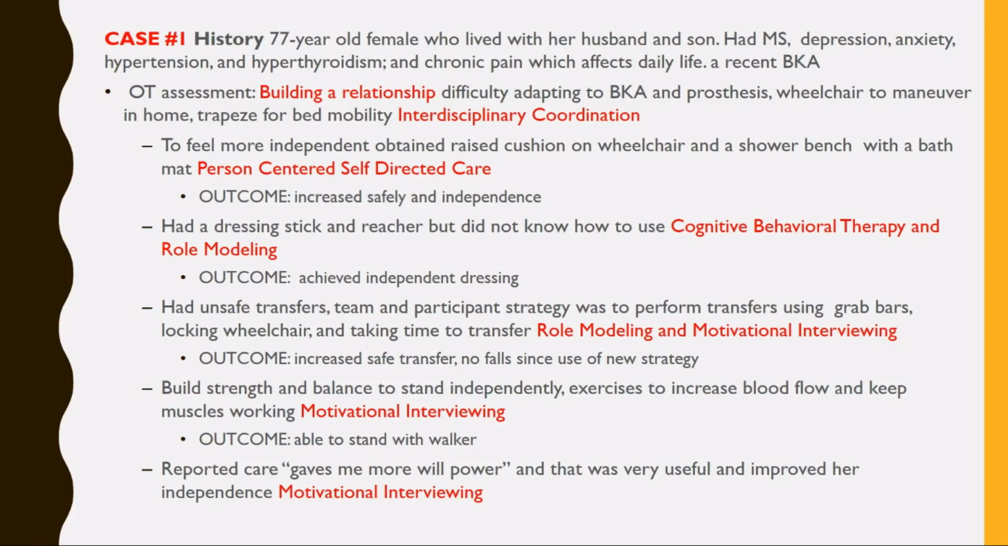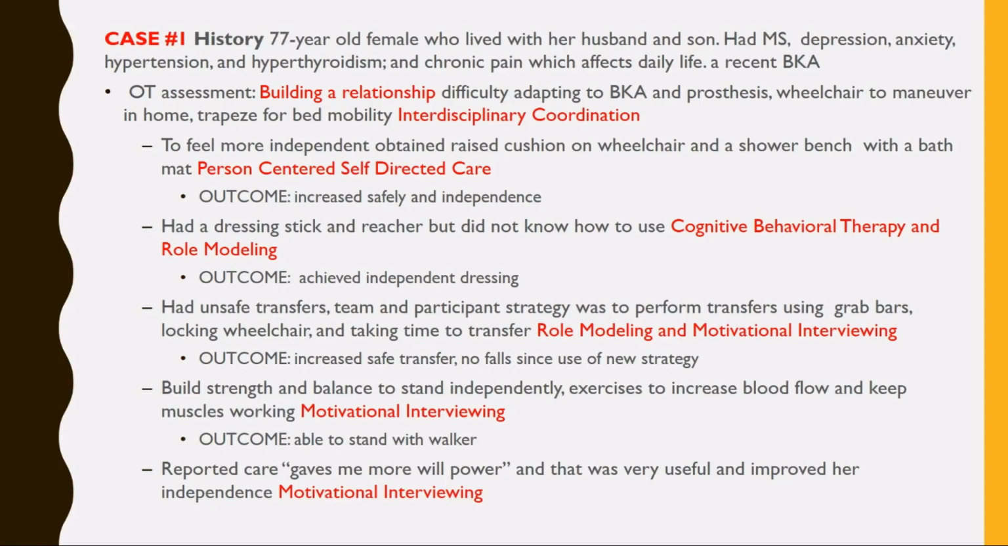And wheelchair maneuvering in the home was difficult. She needed a trapeze for bed mobility, and there was a great need for interdisciplinary coordination. To feel more independent, she obtained a raised cushion on her wheelchair and a shower bench with a bath mat after being evaluated by the OT. Her person-centered, self-directed care plan outcome was to increase her safety and independence.